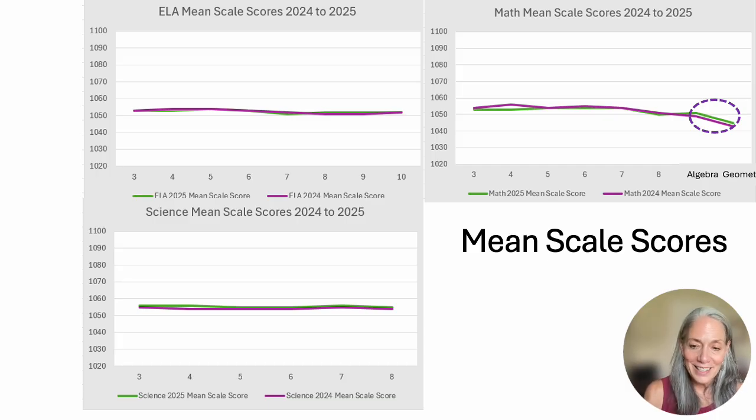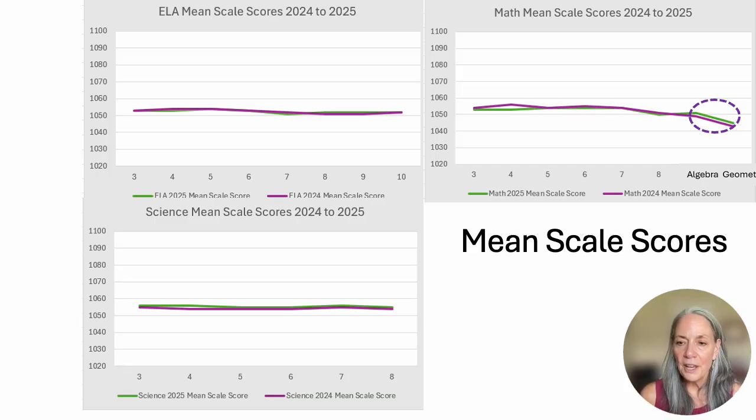Now, because of that, 1,060 and 1,061 from one grade level to the next may not be the same as it is in another grade level and subject. So this is where some of the confusion can come in, because it's intended to be interpreted relative to the performance levels.